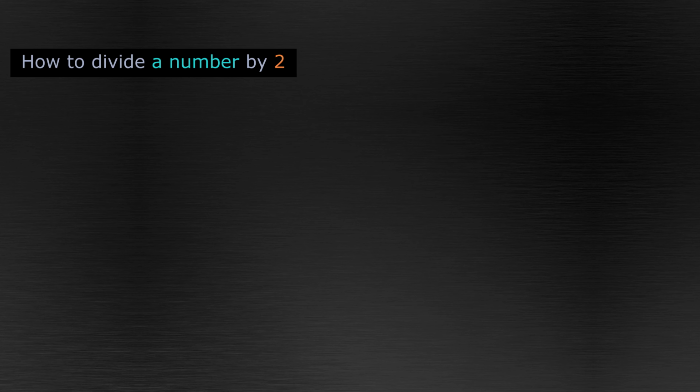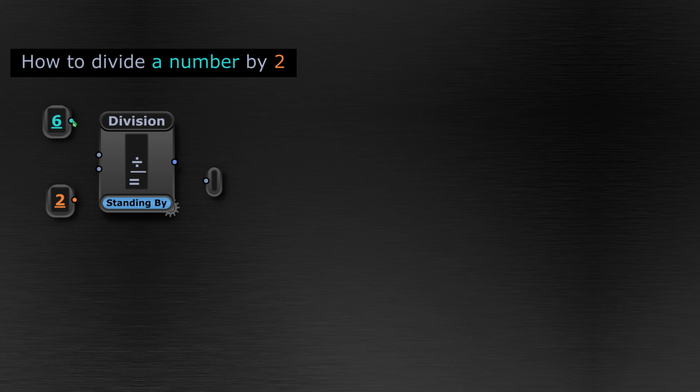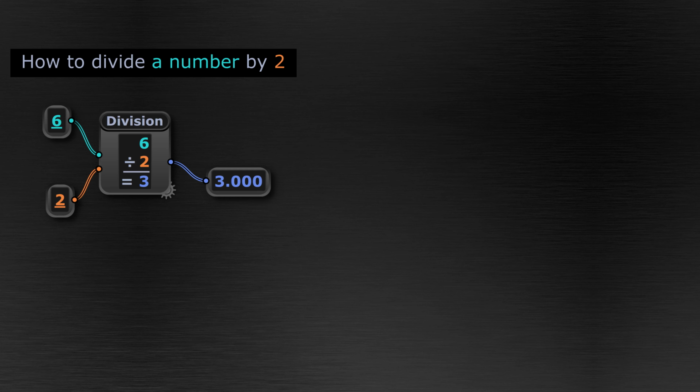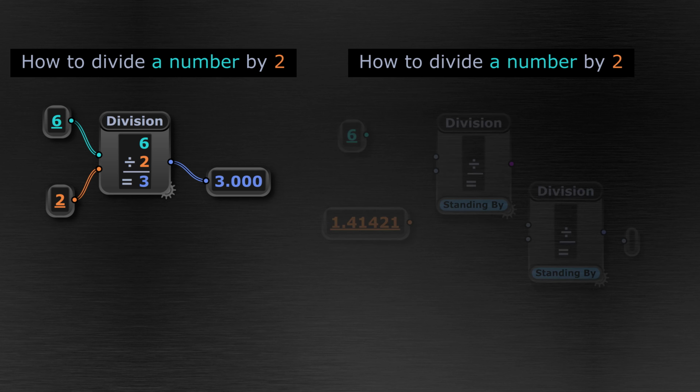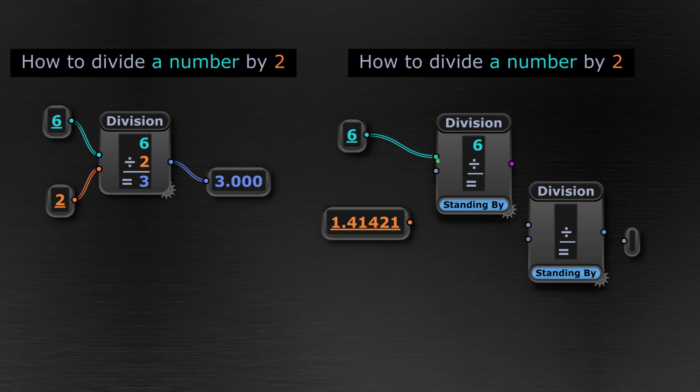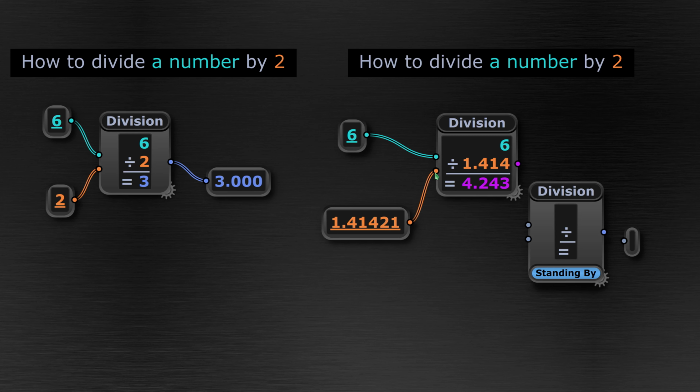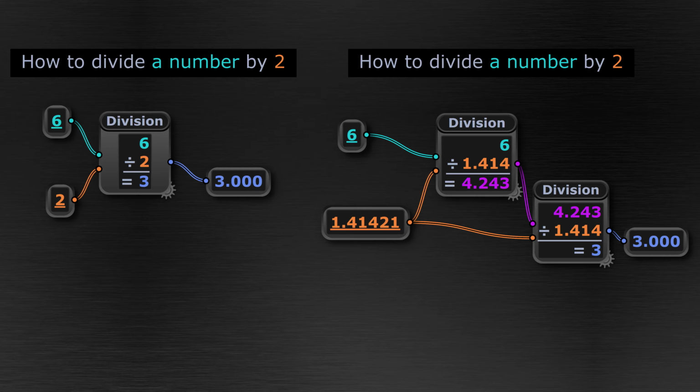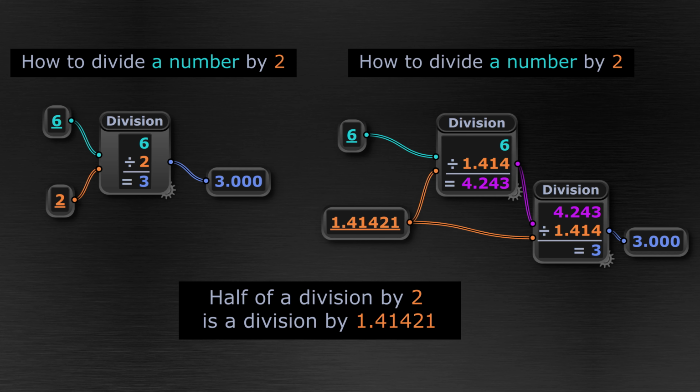How to divide a number by 2. Take the number, divide it by 2. How to divide a number by 2. Take the number, divide it by 1.41421. Divide it by 1.41421 again. That's the number divided by 2. And you can do half of that. Half a division by 2 is a division by 1.41421. I'll explain the number 1.41421 in more detail later.